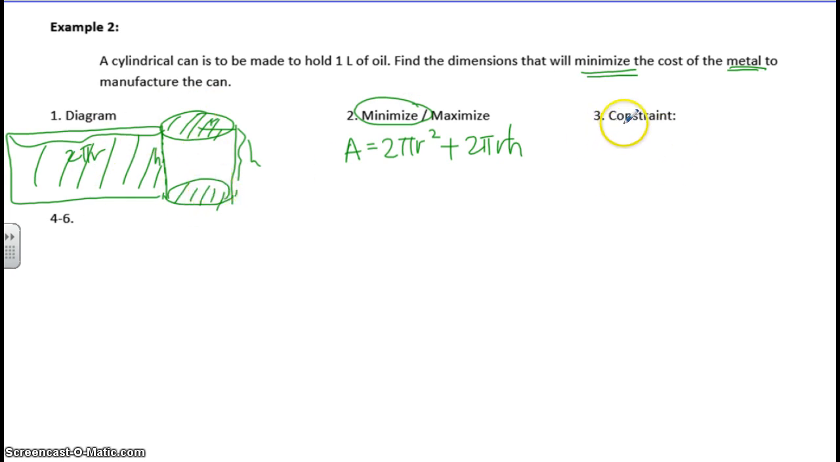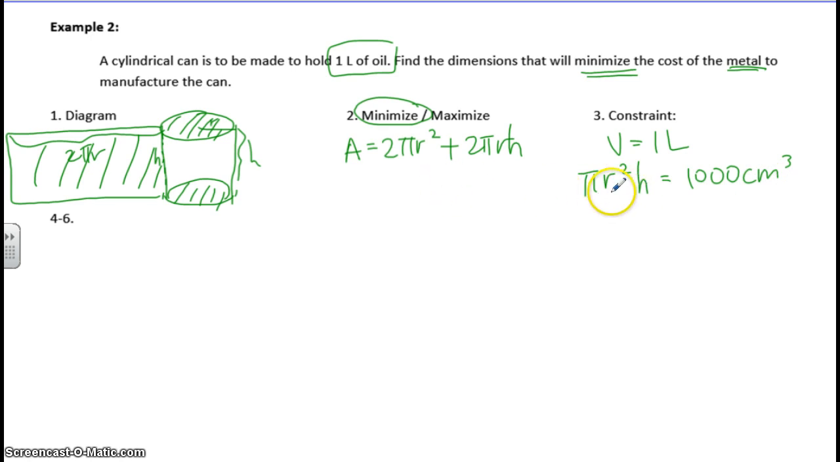Now, what is my constraint? My constraint is that the can itself has to hold 1 liter of oil. 1 liter of oil is the volume. So the volume has to be 1 liter. Now, the volume formula for a cylinder is the area of the base times the height. And in thinking of solving for r and h, we're going to convert 1 liter of oil to 1,000 centimeters cubed so that we can solve for the radius and the height in terms of centimeters.